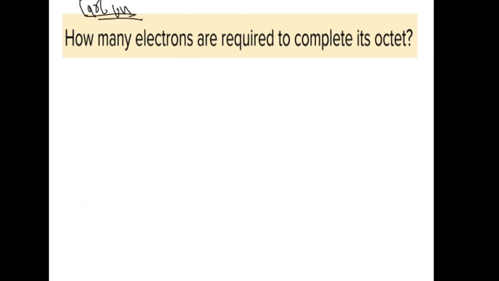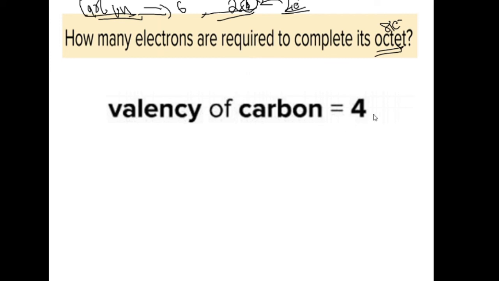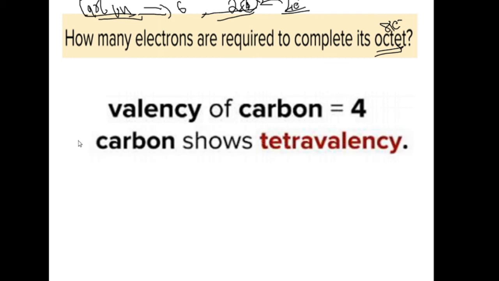Now what is the atomic number of carbon? The atomic number of carbon is 6. So its electronic configuration is 2, 4. You can see that there are 4 electrons in its outermost shell. In order to complete an octet, meaning to have 8 electrons in its outermost shell, it requires 4 more electrons. Since it requires 4 more electrons, carbon's valency is 4.